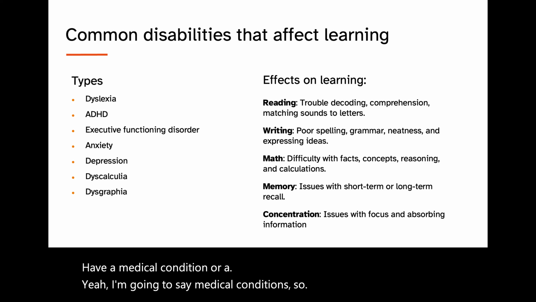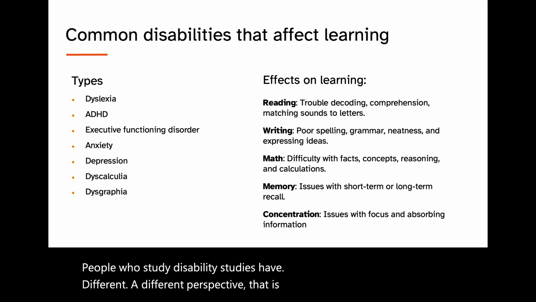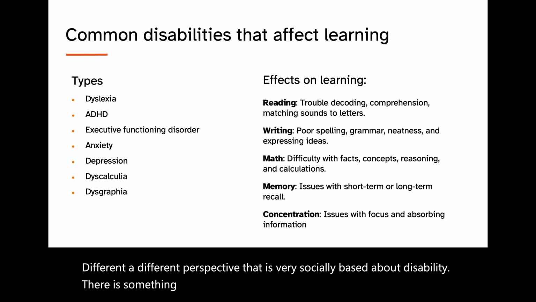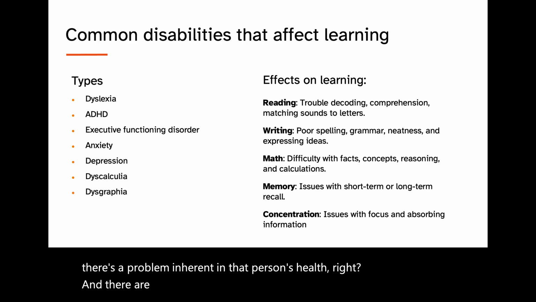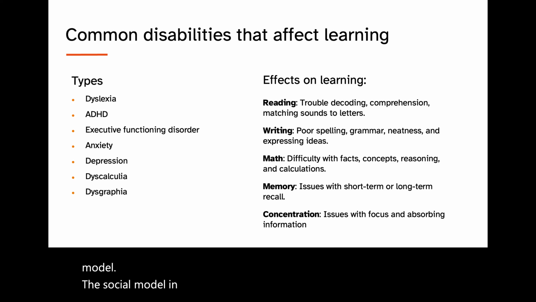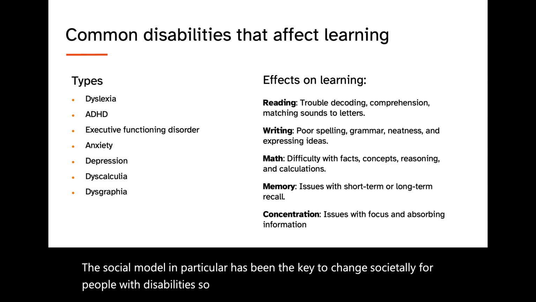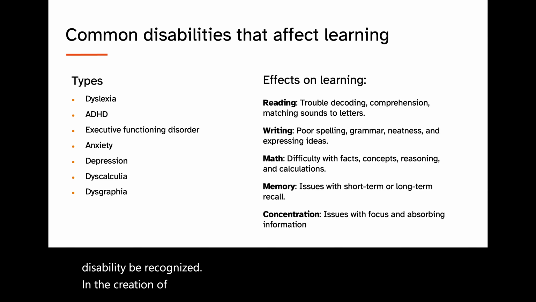People who study disability studies have a different perspective that is very socially based about disability. There is something called the medical model of disability, which says there's a problem inherent in that person's health, right? And there are lots of implications for that. There has been a shift away from a medical model to what is called the social model or the biopsychosocial model. The social model in particular has been the key to change societally for people with disabilities: in getting services to be available, in having disability be recognized, in the creation of laws and the enforcement of those laws.